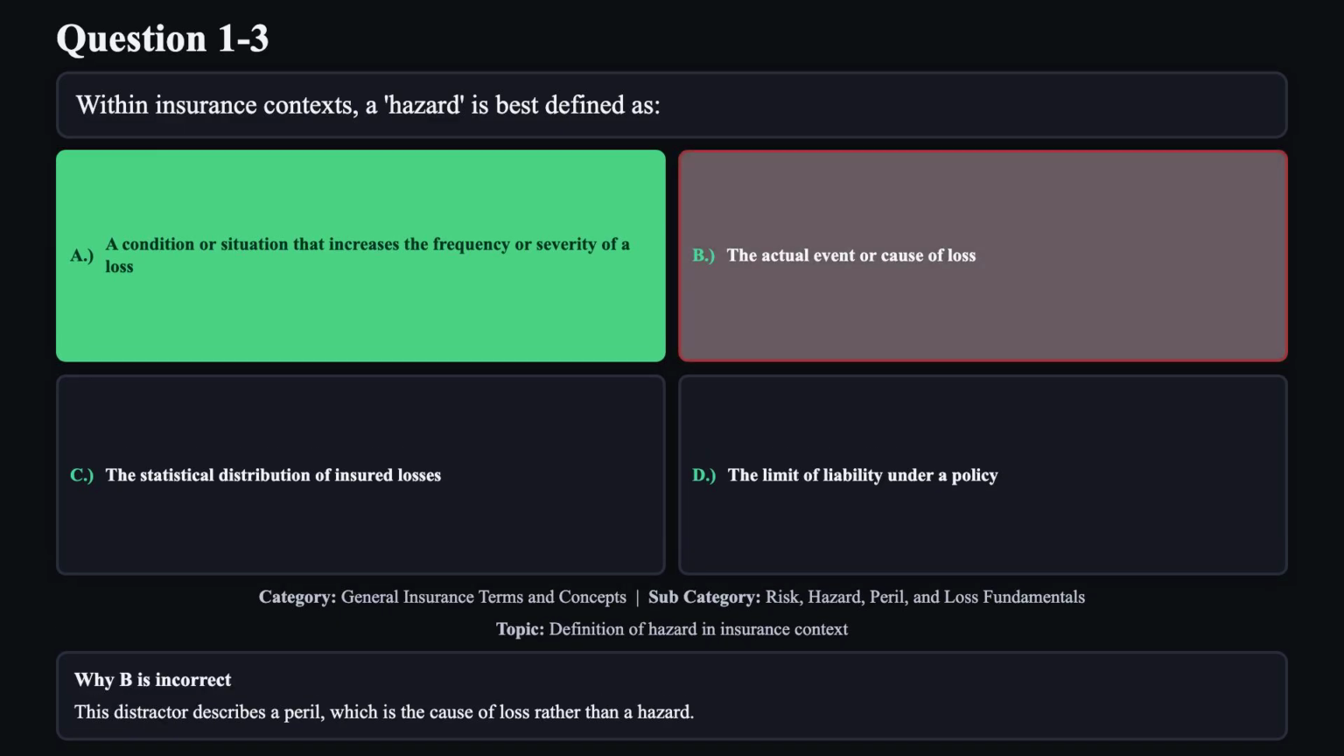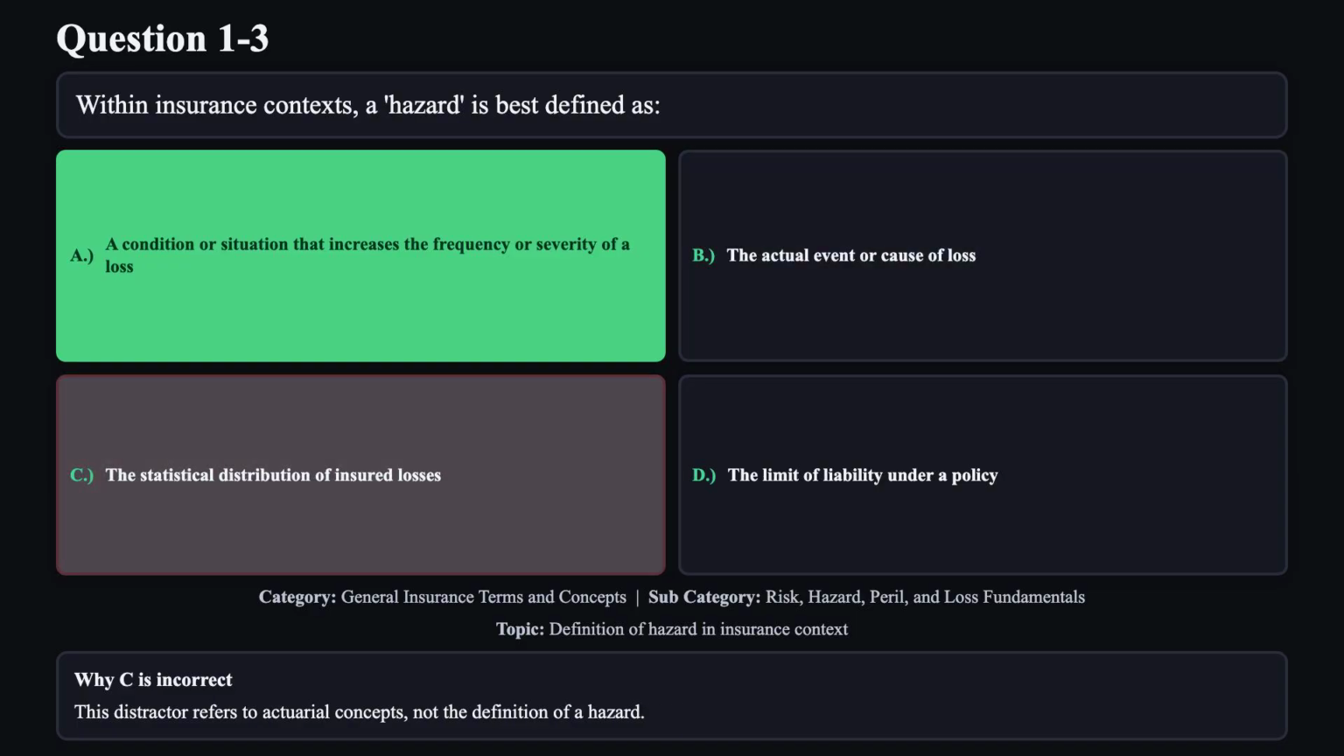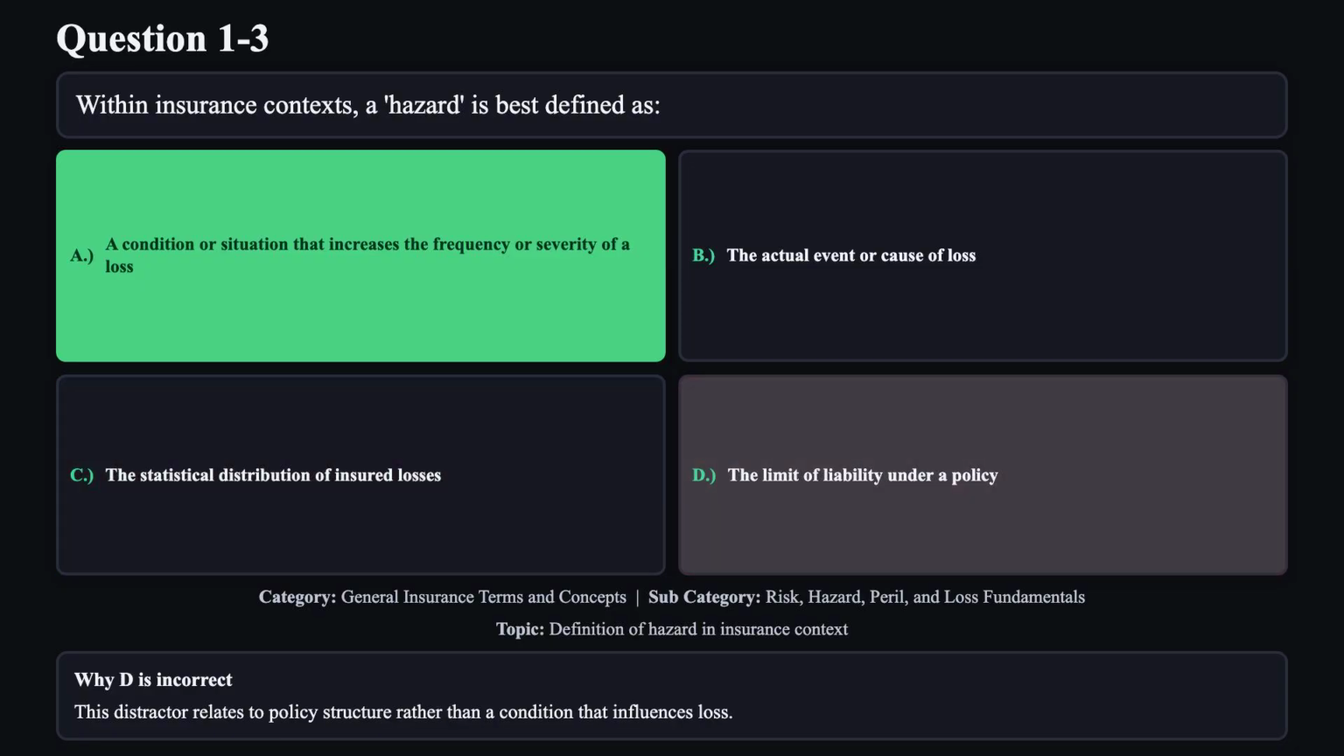Reason B is not correct. This distractor describes a peril, which is the cause of loss rather than a hazard. Reason C is not correct. This distractor refers to actuarial concepts, not the definition of a hazard. Reason D is not correct. This distractor relates to policy structure rather than a condition that influences loss.